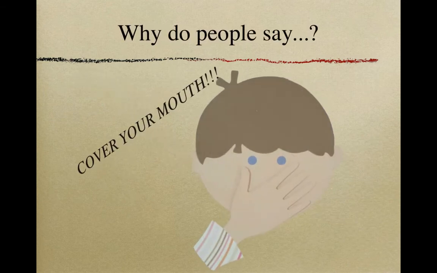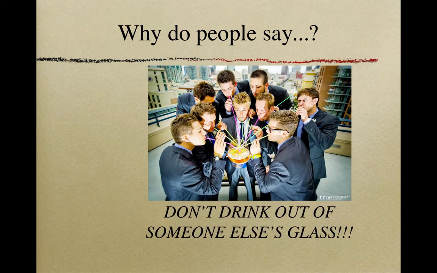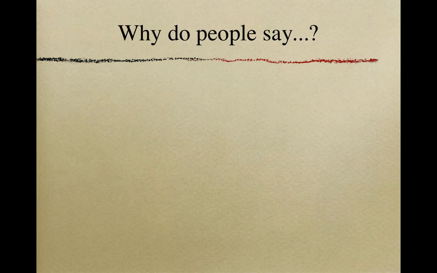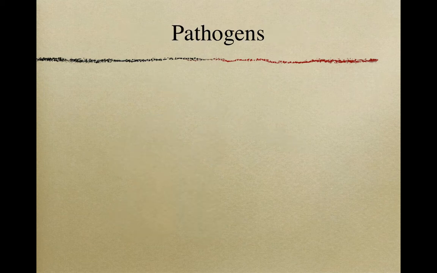So why do people always say, you know, cover your mouth when you cough, or don't drink out of that same glass as that person, and make sure you wash your hands all the time? Well, it's pretty simple. That's one of the easiest ways to transmit biotic factors from one person to another. So again, pathogens are just those little microscopic organisms generally that will affect your body. Bacteria is a major player in this arena. You know, things like pneumonia.